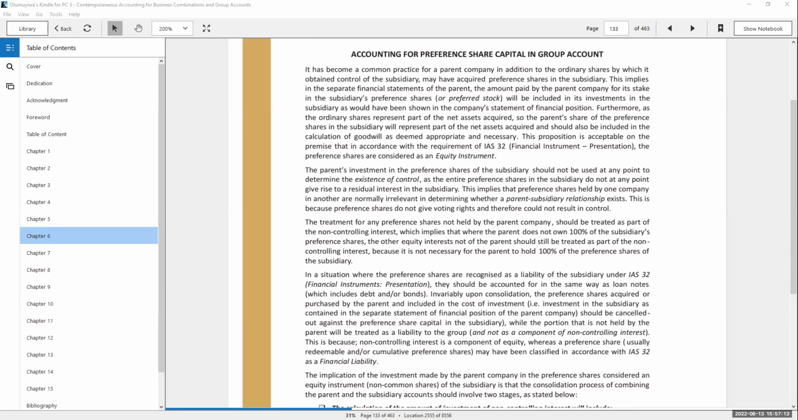In a situation where preference shares are recognized as a liability of the subsidiary under IAS 32.